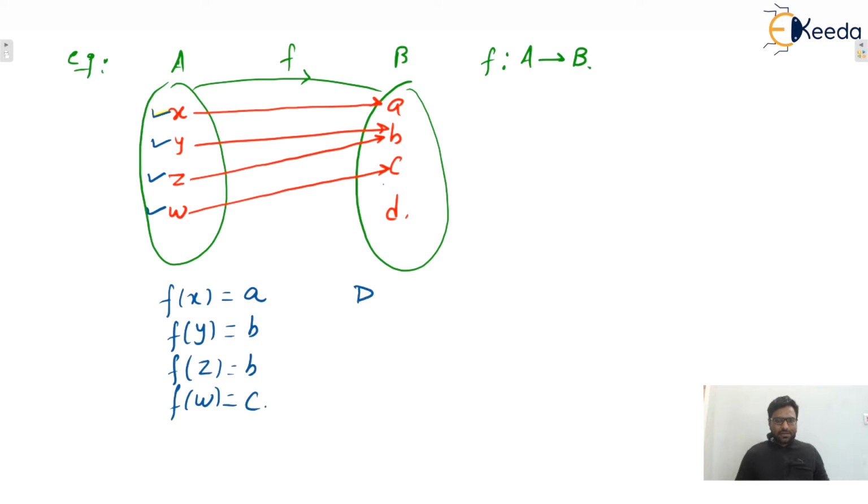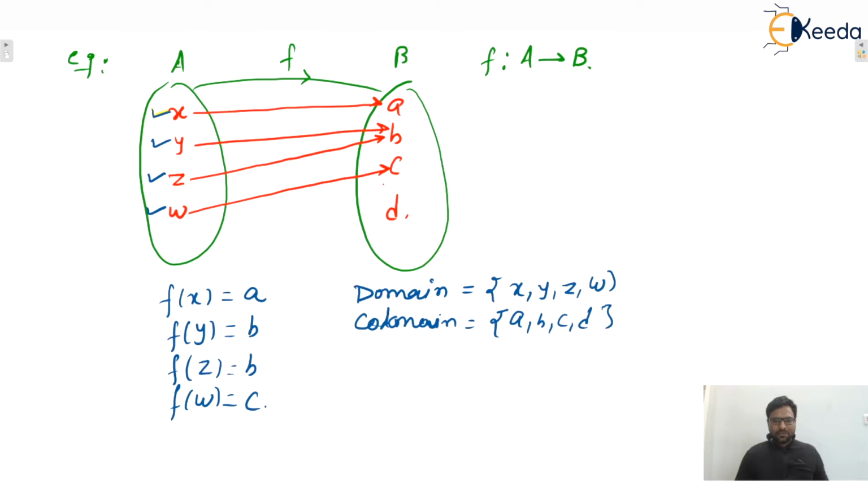First, what is the domain? Domain means the elements of set A, that is x, y, z, w. And what is codomain? Codomain means the elements in set B, that is A, B, C, D. The next term is range. Range means these values A, B, C, that is the range.